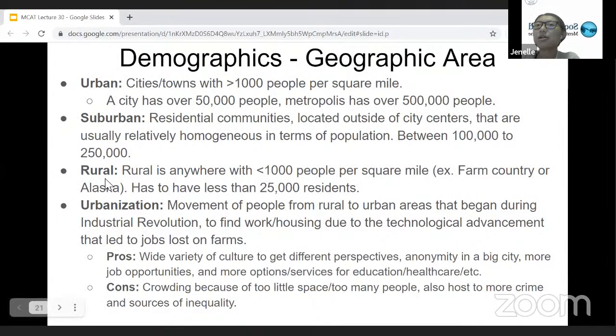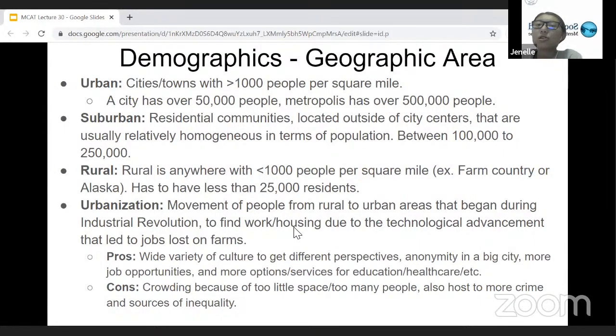And another term that the MCAT likes to test on a lot is urbanization. So that's the moving of people from rural areas to urban areas, which began during the Industrial Revolution in order to find work or housing because of the technological advancements of those urban areas, but that also led to jobs lost on farms. So people needed to go instead to these urban areas to find work and pay for their families.